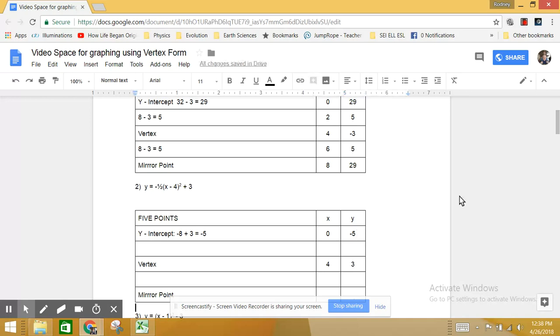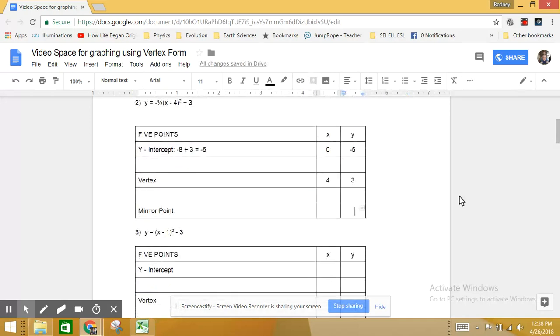Now I'm going to go over to my mirror point. My mirror point is going to have the same y value, negative 5. I just have to figure out what the x value is going to be. Well, I can figure that out by going from 0 to the middle of my parabola, which is at 4, x is 4. So if I go halfway across to get to 4, I have to go 4 more. Very convenient. We started at 0, we go 4, and then we go 4 more, which is 4 plus 4, which is 8. So I now have my y-intercept and my mirror point.